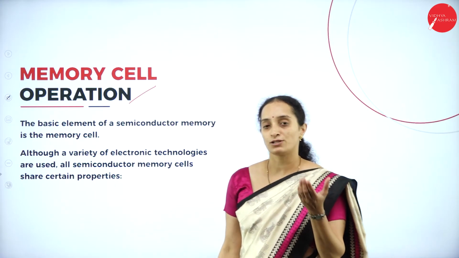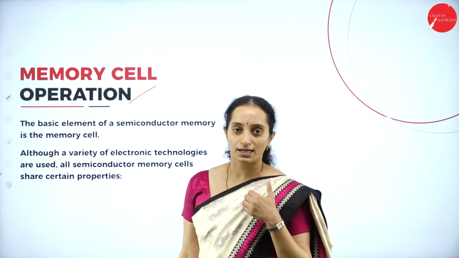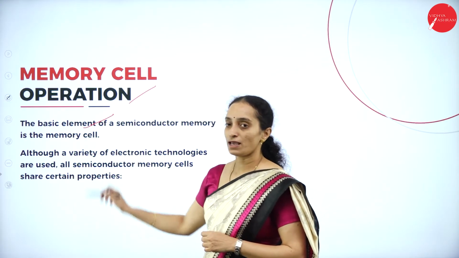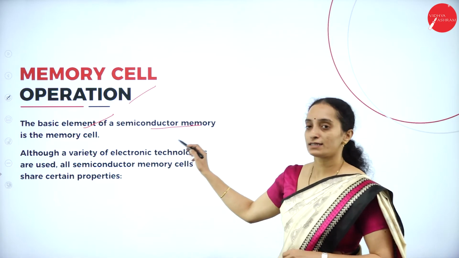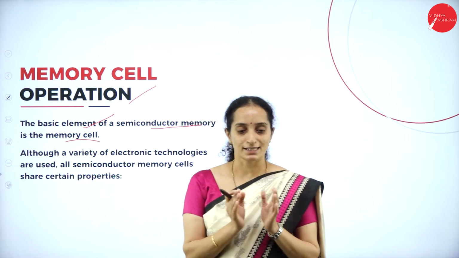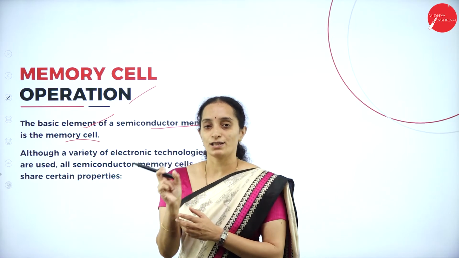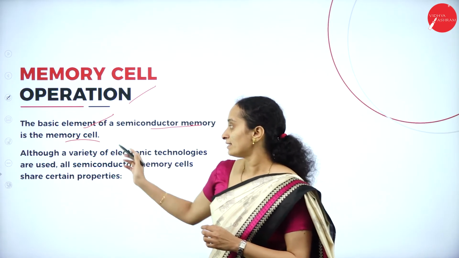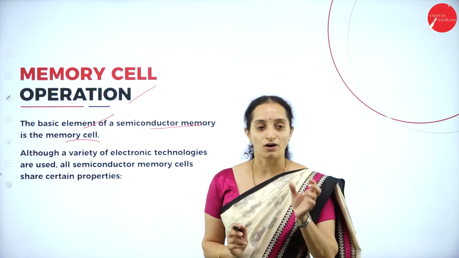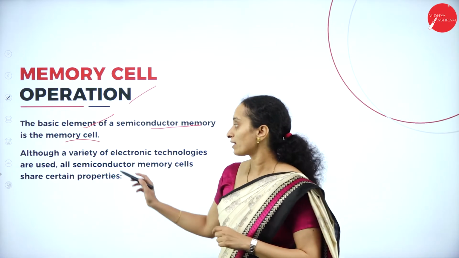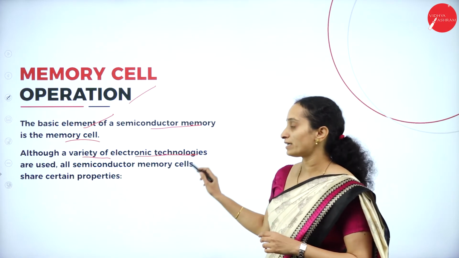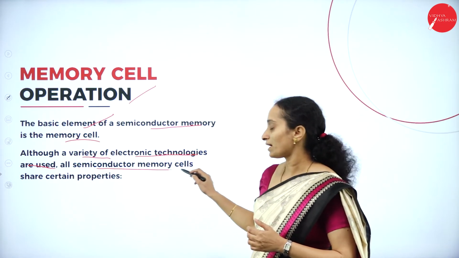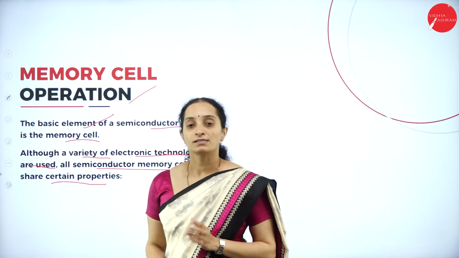Each location of the memory, how it stores the data and allows the processor to access the data. The basic element of a semiconductor memory is the memory cell. Cell is nothing but a single cell, the single unit of any organism, isn't it? In the same meaning, the cell is the single unit or single location of a memory. Although a variety of electronic technologies are used to access the cell, all semiconductor memory cells share certain properties.